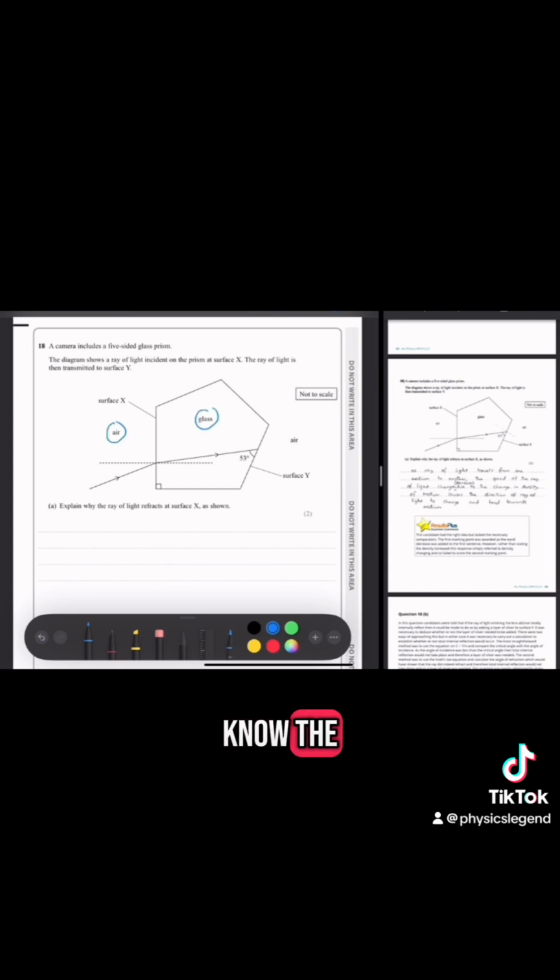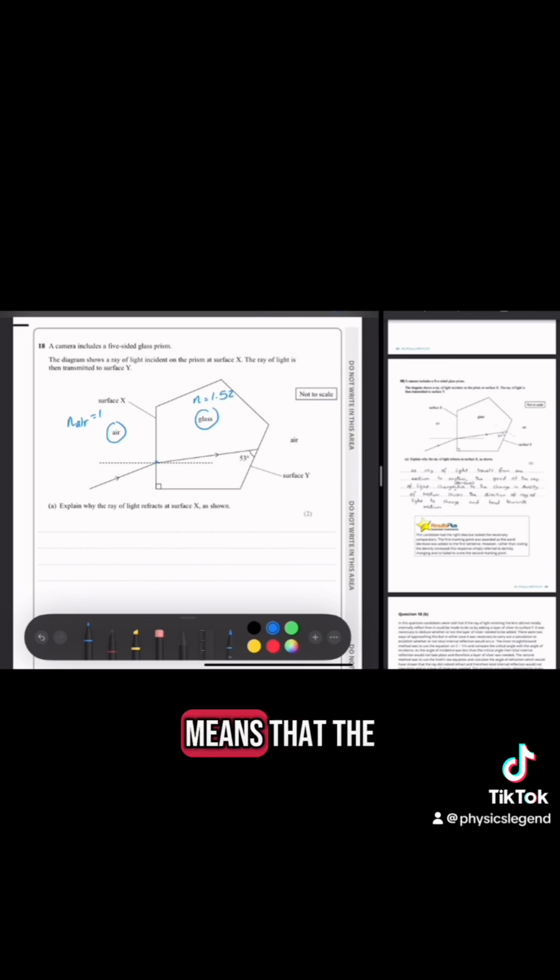As you know, the refractive index of air is 1, and the refractive index of the glass is sometimes 1.5, 1.52 sometimes, maybe in section B you will get the value. Anyway, for section A, explain why the ray of light refracts at the surface X.